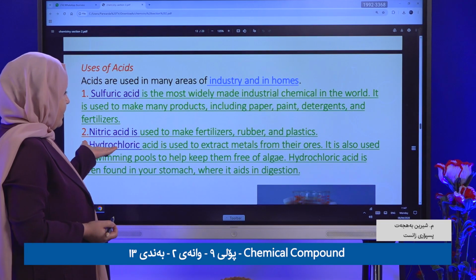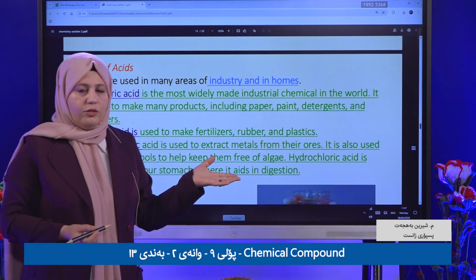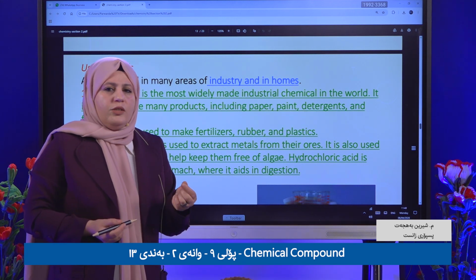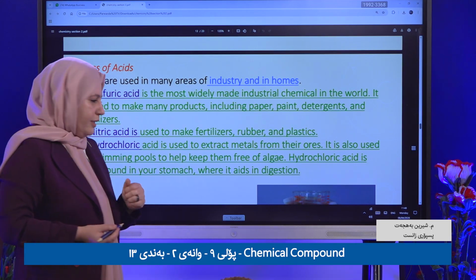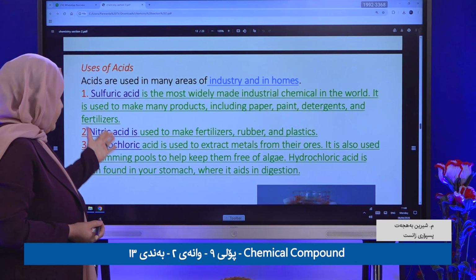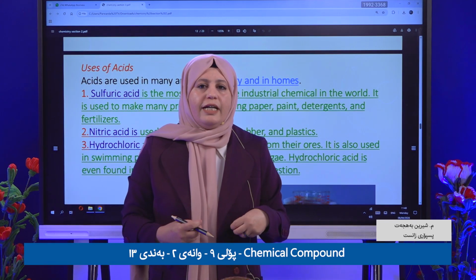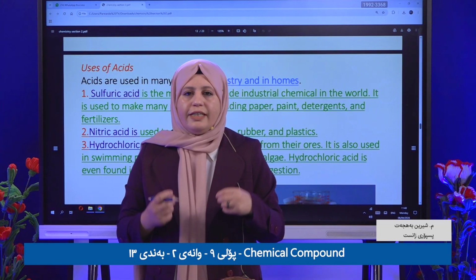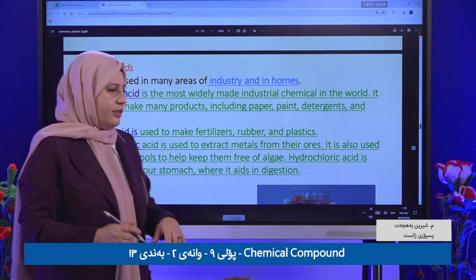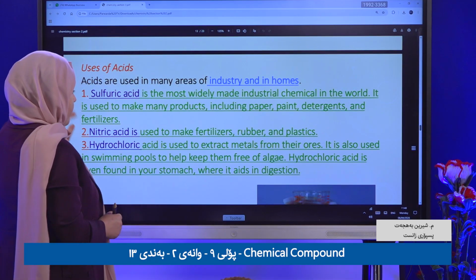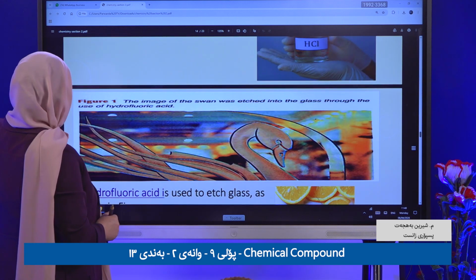And hydrochloric acid, they put in swimming pools. When you go to a swimming pool, you smell what? Hydrochloric acid, chlorine or chloric acid. Hydrochloric acid is also found in our body, in the digestive system, especially in the stomach. Clear? It's a strong acid that helps digesting.